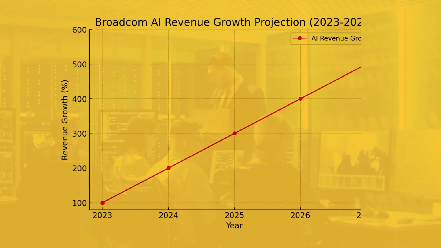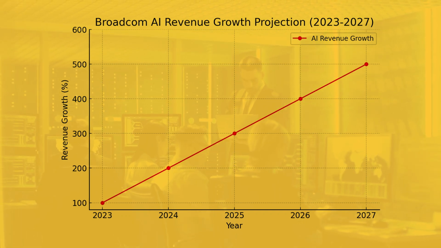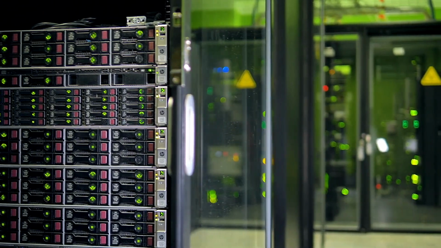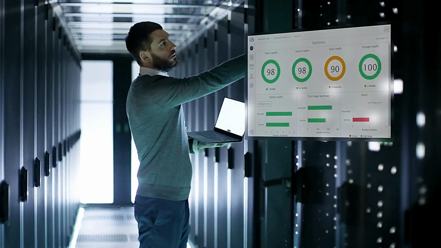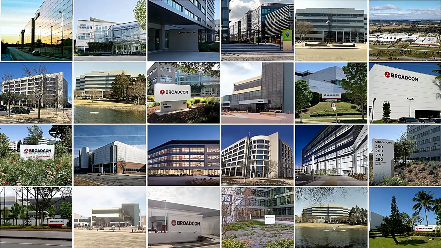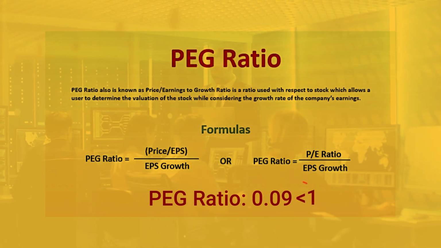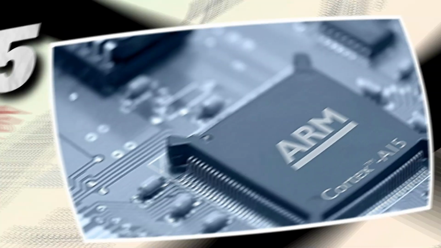Management is calling for AI revenue to grow by 500% at the midpoint of its guidance by 2027. Broadcom just added 2 new hyperscale customers, not included in its forecast, to develop custom AI accelerators. So its guidance could well be conservative. Despite its accelerating growth, Broadcom is attractively priced, with a PEG ratio of 0.09, when any number less than 1 suggests an undervalued stock.